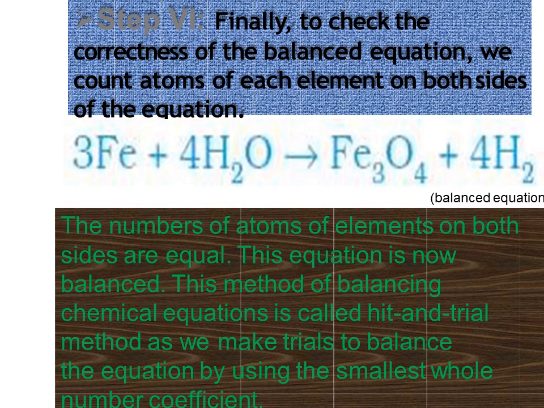Now step 6. Finally, to check the correctness of the balanced chemical equation, we count each and every atom on both sides of the equation. As you can see here, each and every atom on the left hand side and right hand side are the same. The number of atoms of elements on both sides is equal. This equation is now balanced. This method of balancing a chemical equation is called the hit and trial method, as we make trials to balance the equation by using the smallest whole number coefficients.